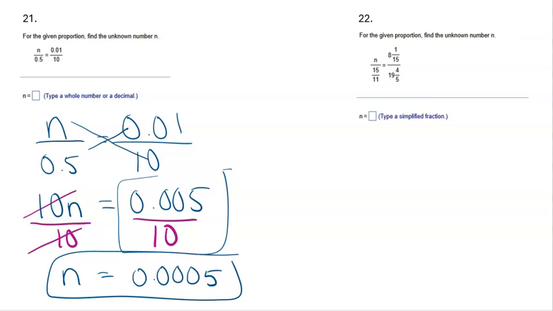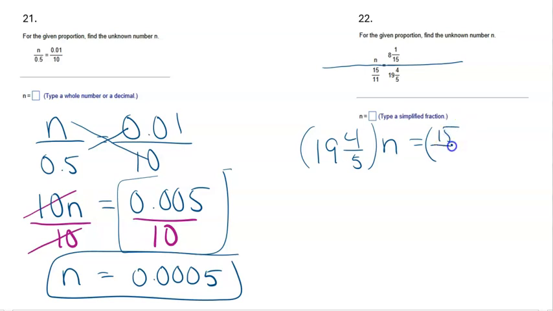All right, now this looks like a mess. It's really even hard to tell what the original fraction is, but notice how where the equals is, that's your original fraction line right there. So when I do the cross product, I'm going to do n times 19 and 4/5, and I'm going to write it this way. So 19 and 4/5 times n. Now I'm going to do the other side too. So that's 15/11 times 8 and 1/15.